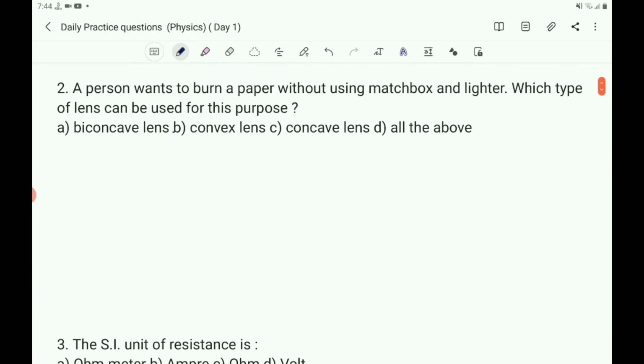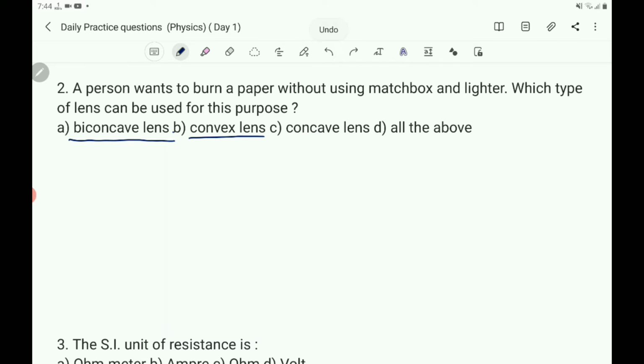Second question. A person wants to burn a paper without using matchbox and lighter. Which type of lens can be used for this purpose? So the first option is biconcave lens. Second one is B, convex lens. Third, concave lens. D, all the above.